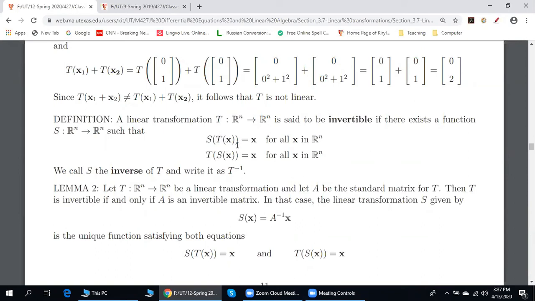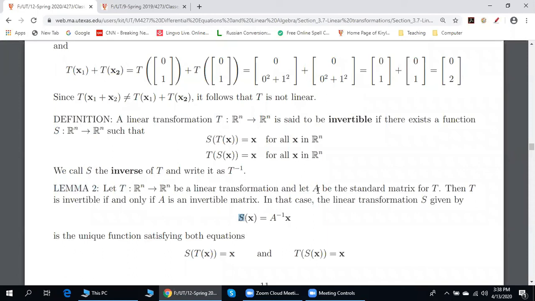Here's what it means. X is an input. We act on x first by T, then by S. Nothing changes. Or first by S, then by T. Nothing changes. If such S exists, we call T invertible, and we call S the inverse of T. Lemma 2 says that if linear transformation T is invertible, then S is A inverse of x.